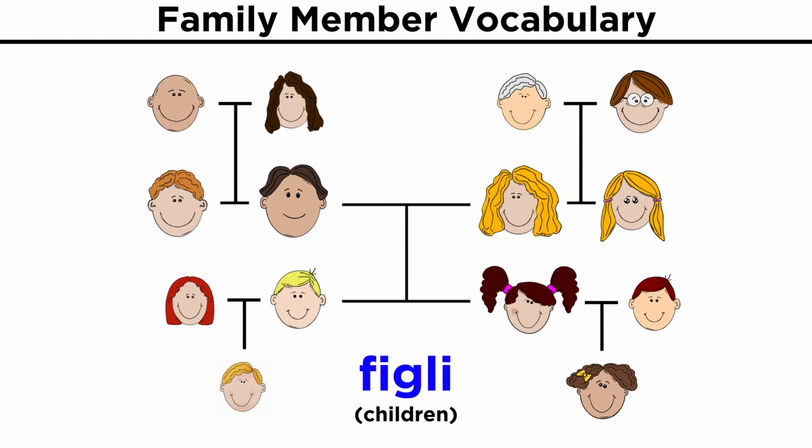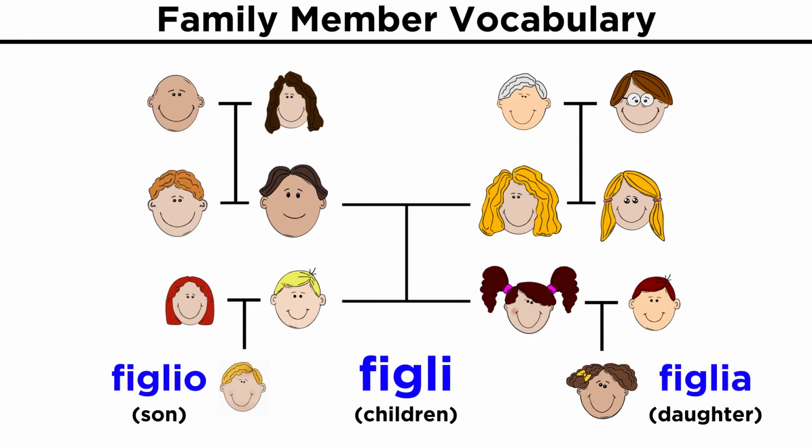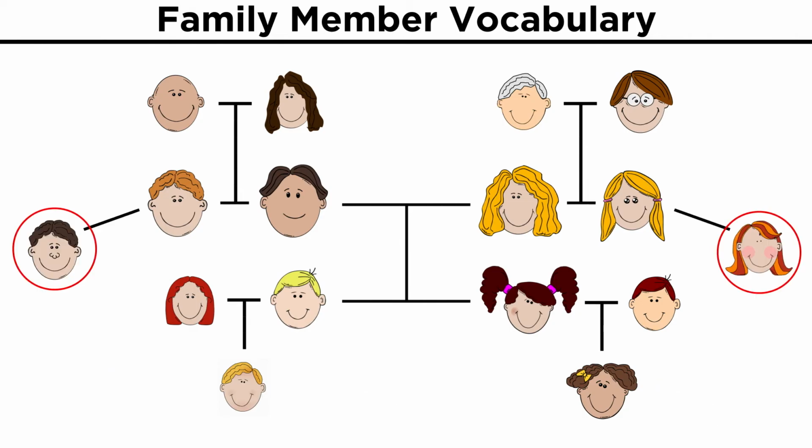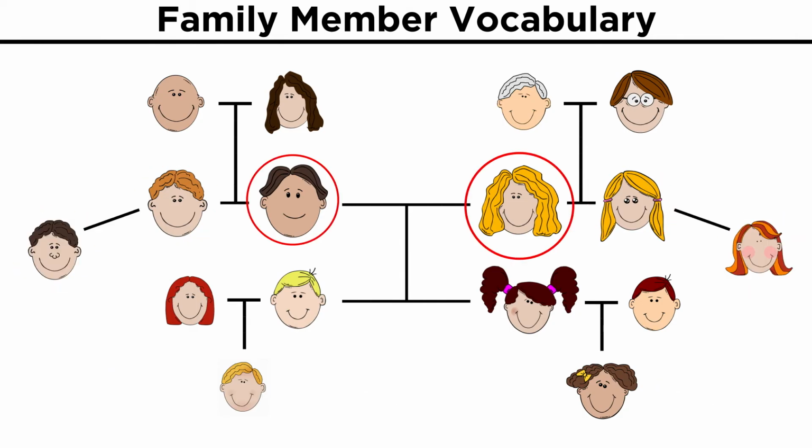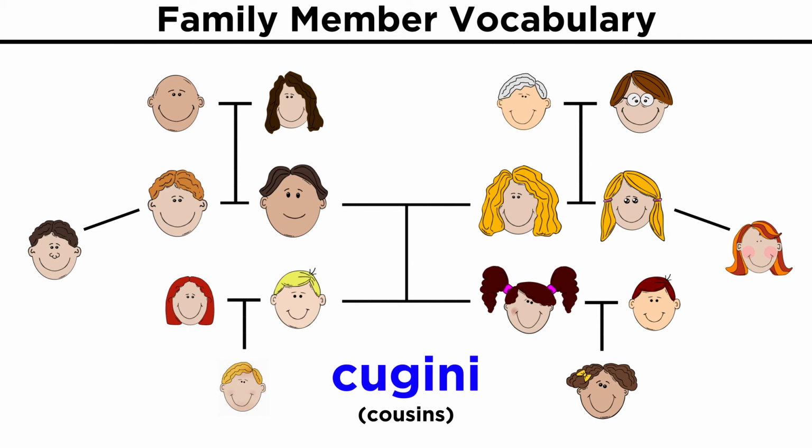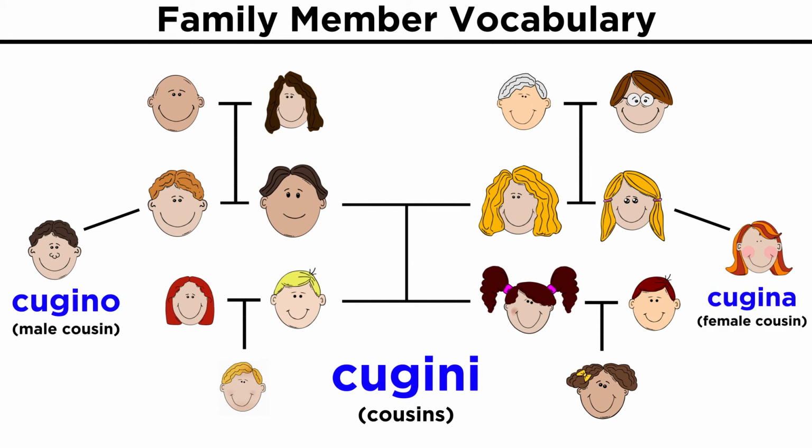If you have bambini of your own, those are figli. If a son, it's figlio, and a daughter is figlia. The figli of the fratelli of your genitori, otherwise known as your cousins, are called cugini. Cugino or cugina, depending on gender.